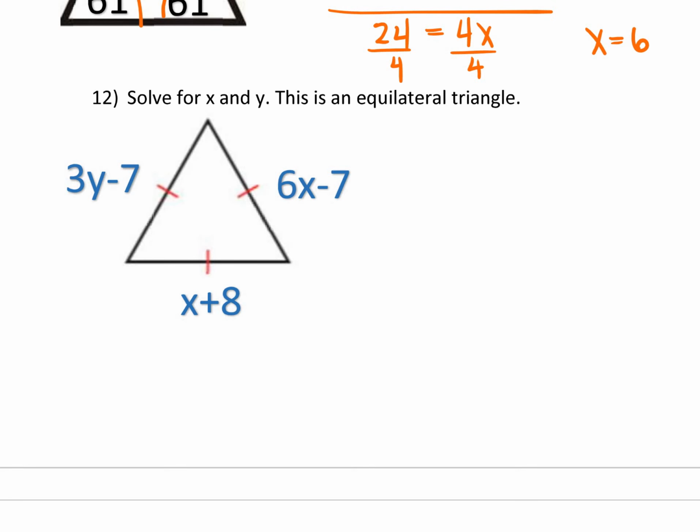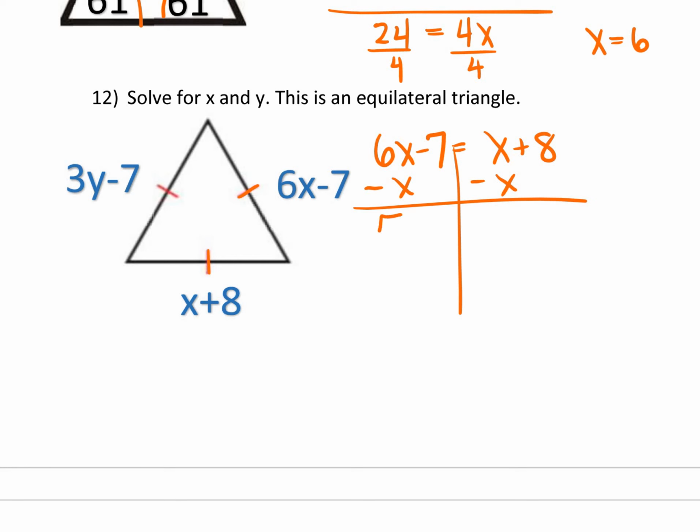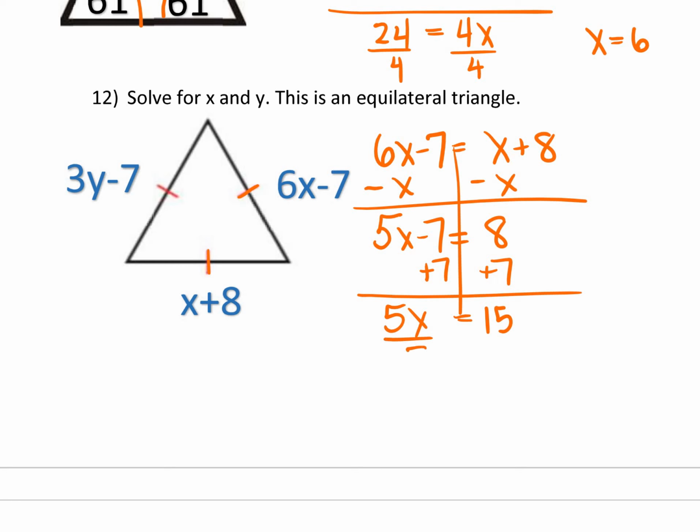Alrighty, next, solve for x and y. This is an equilateral triangle. Alright, so this one is going to have 3 steps to it. First, solve for x by setting them equal. They are congruent, so we can set them equal. Alright, solve for x. And 5x minus 7 equals 8. Add 7, add 7. 5x equals 15. Divide by 5. X equals 3.